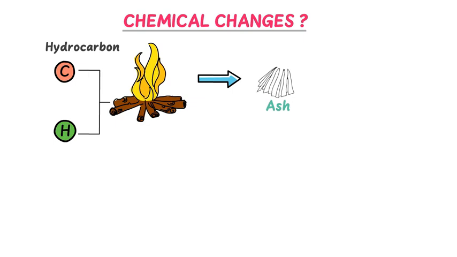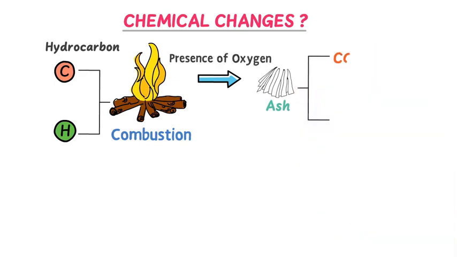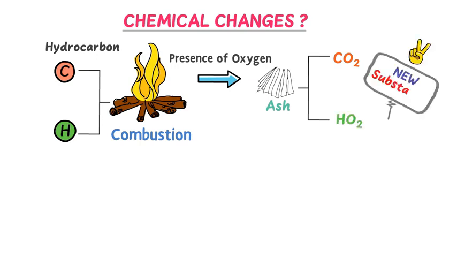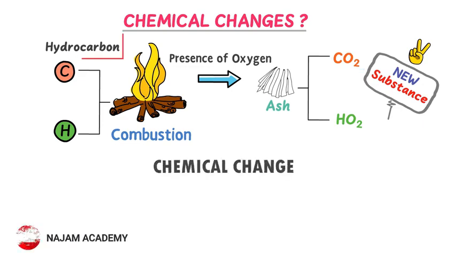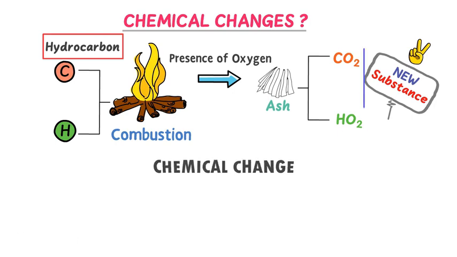Burning organic material is known as combustion. When we burn wood in the presence of oxygen, we get carbon dioxide and water. Thus, burning of wood results in the formation of new substances like carbon dioxide and water. We call this change a chemical change because hydrocarbon is converted into carbon dioxide and water.